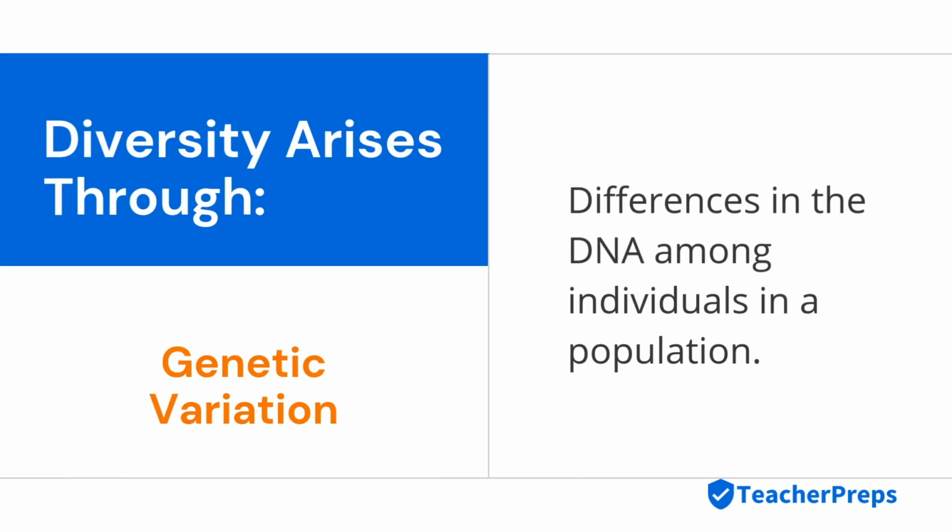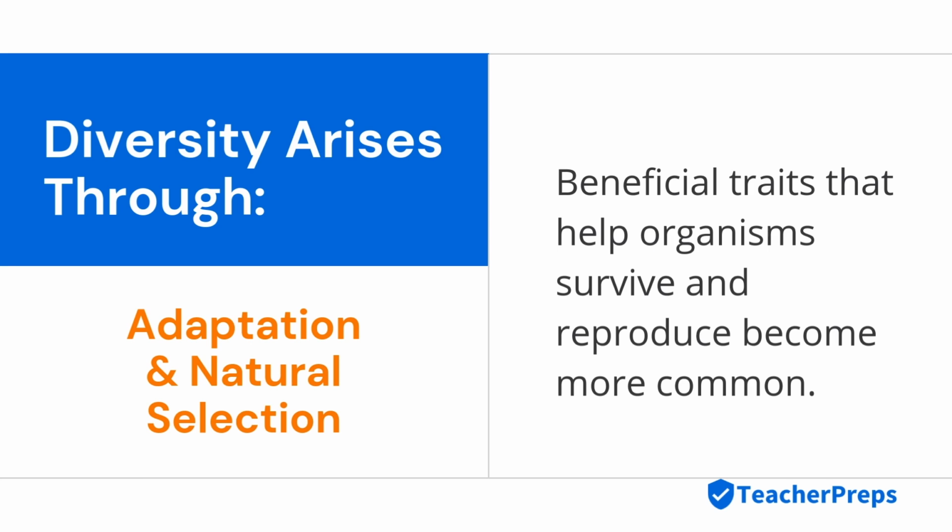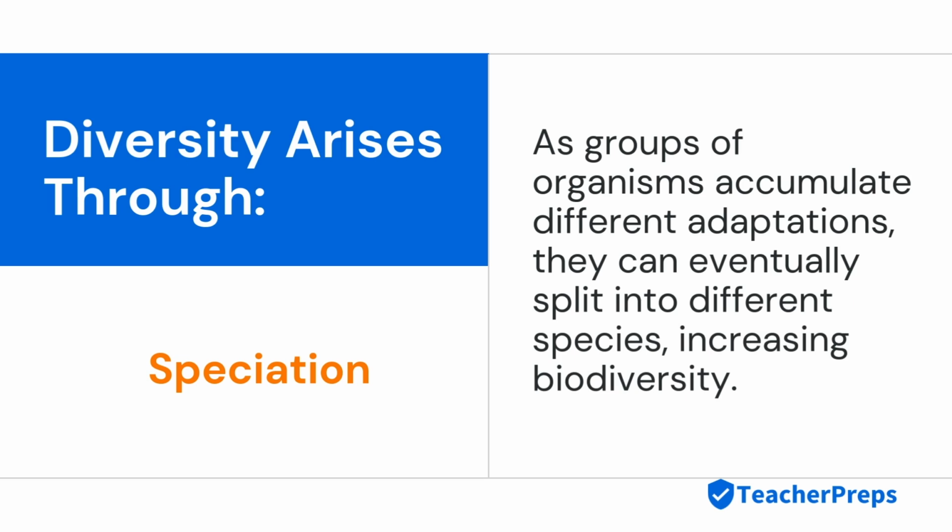Now, diversity arises through differences in the DNA among individuals in a population. Over time, beneficial traits that help organisms survive and reproduce become more common. And this makes sense, right? Now, as groups of organisms accumulate different adaptations, they can eventually split into different species, increasing our biodiversity.